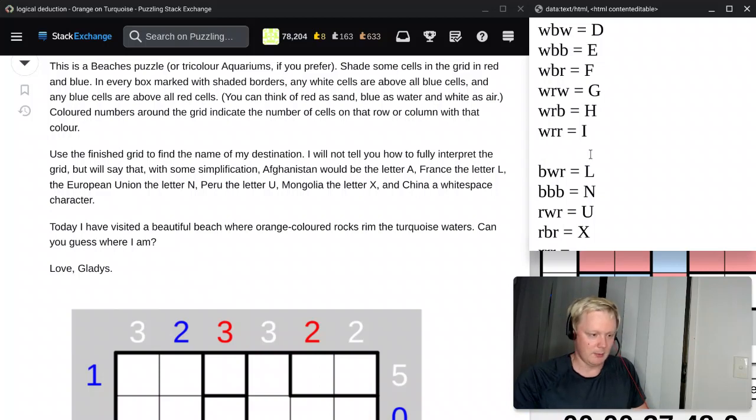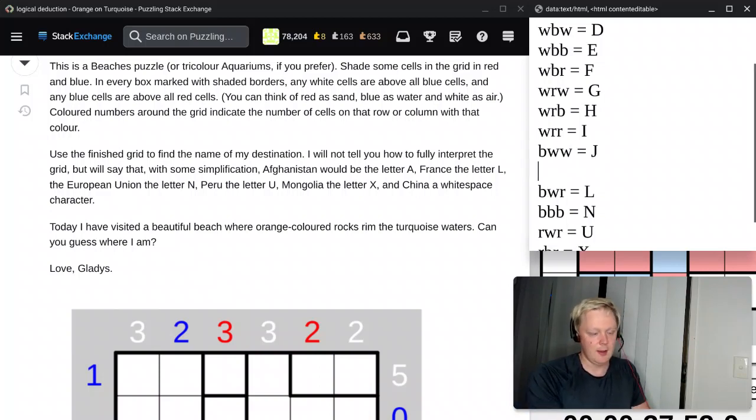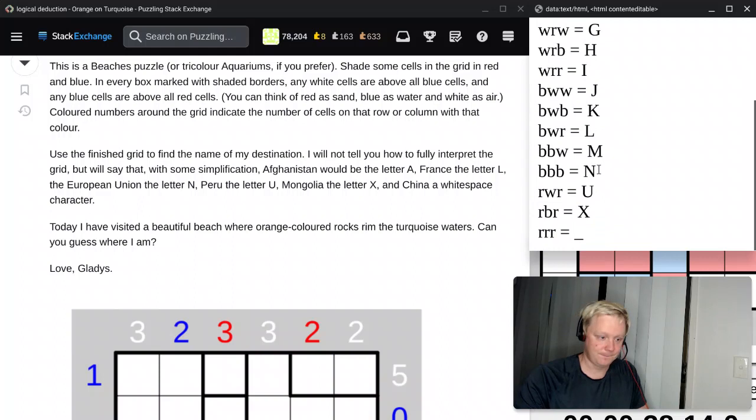So now we increment the hundredths digit, which would be blue, white, white. That's J. Blue, white, blue would be K. Blue, white, red we have here. That's this one that we had already, and that's L, which confirms our sequence so far. And then we continue from here. So blue, blue, white would be M. Then we have blue, blue, blue, again confirming this N.